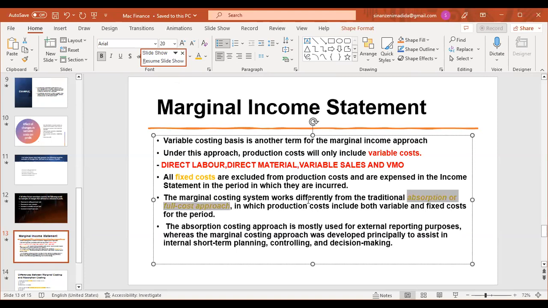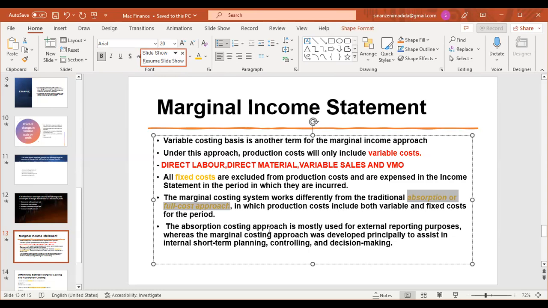The absorption costing method is different from the marginal income method because it uses both variable costs and fixed costs. Remember, I said with marginal income, our focus will be only on our variable costs when we are valuing our production cost. The last statement is telling us about absorption costing.